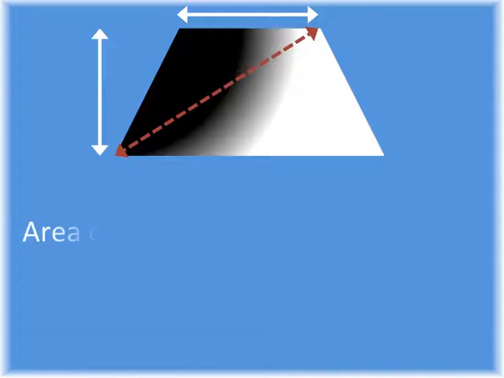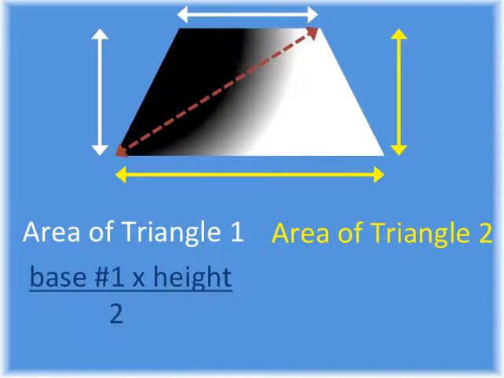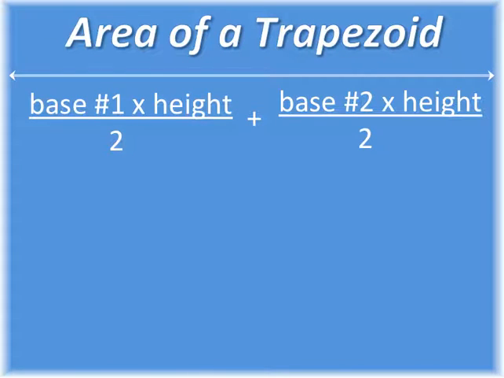Let's cut it across from the bottom left to the top right and split it up into 2 triangles. I see a base and a height of my first triangle, which allows me to use that formula again, base times height divided by 2. We can do the same thing with our second triangle, and then add those ideas together. The reason I labeled it base 1 and base 2 is because in a trapezoid, those are two different lengths, but the height is the same length on both sides.